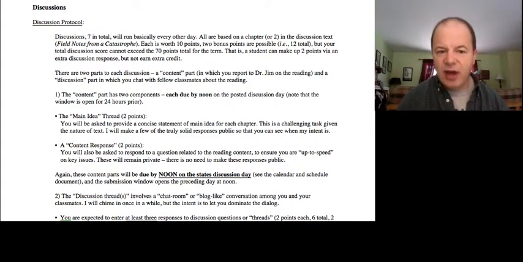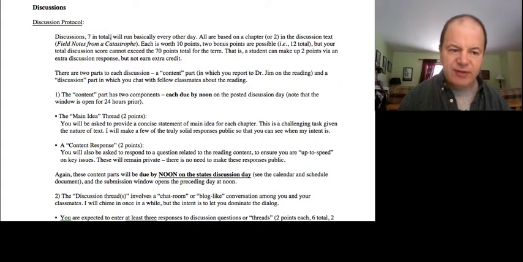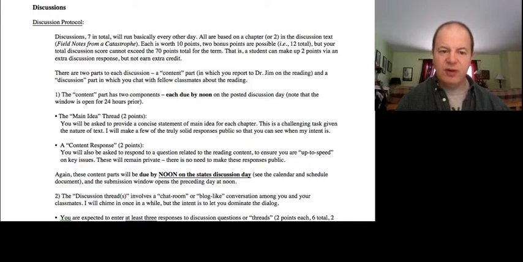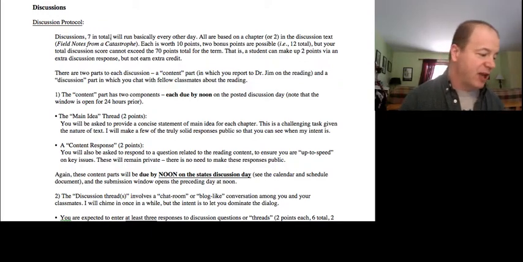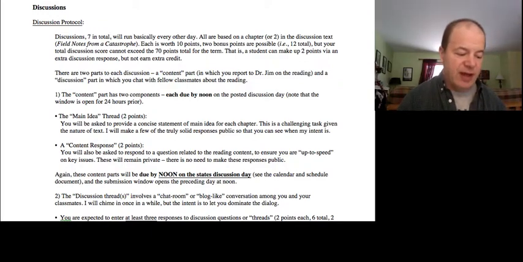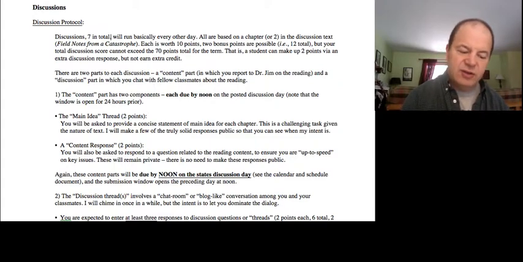So anyhow, for the discussion parts, there's 2 parts of this. The first part is essentially what I call the content part, which is due by noon on the posted discussion day. The window to post is open 24 hours prior to that, so it runs from noon to noon, but it's due on noon of the day of the scheduled discussion. And there's 2 parts to that. One of them is kind of challenging, in that you'll have to take this chapter and try to express the main idea in a sentence or 2.